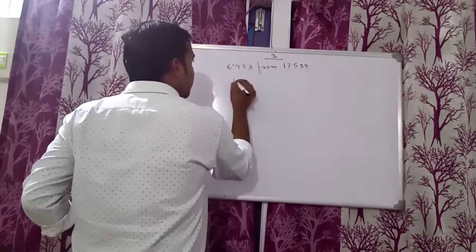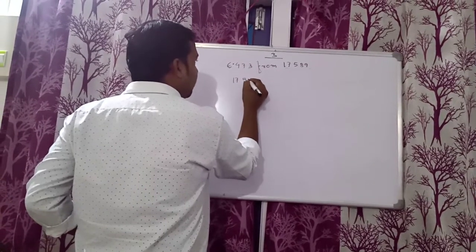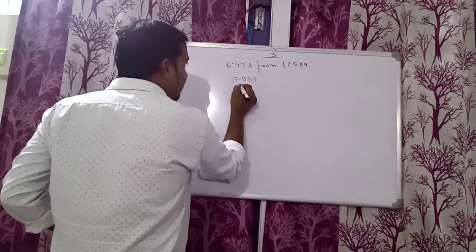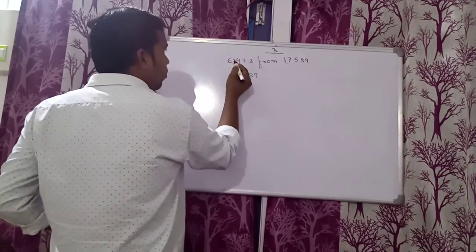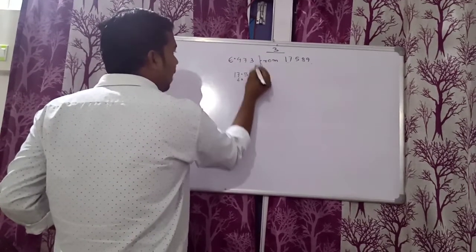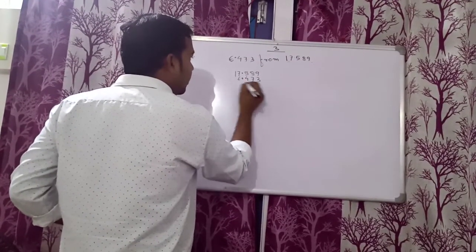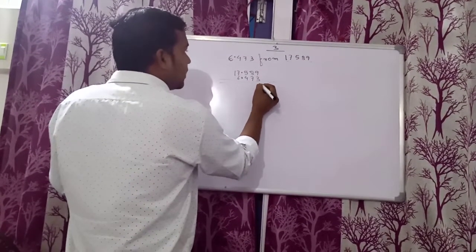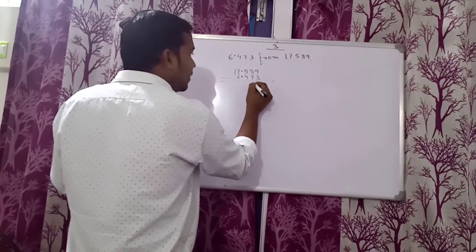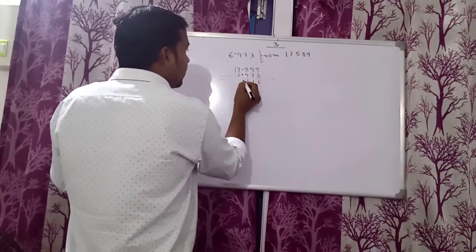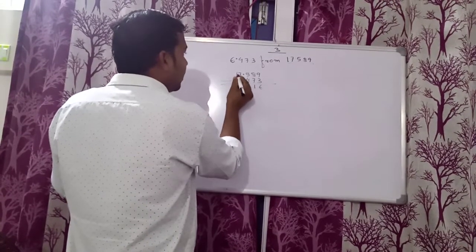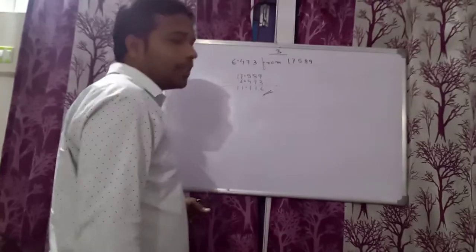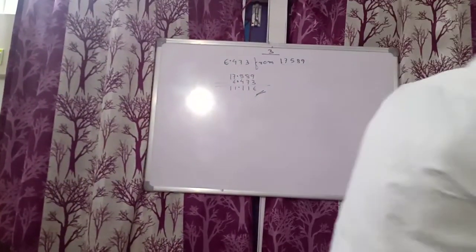That means 17.589, here point is there. Then here put point, first you have to put the point. Then before point there is 6, put 6. After point there is 473. Then just subtract it. 9 minus 3 is equal 6. Then 8 minus 7 is equal 1. 5 minus 4 is equal 1. Then put point. 7 minus 6 is equal 1. Then this 1 will come. Then this is your answer. Like this way you have to subtract. I think everyone can do.